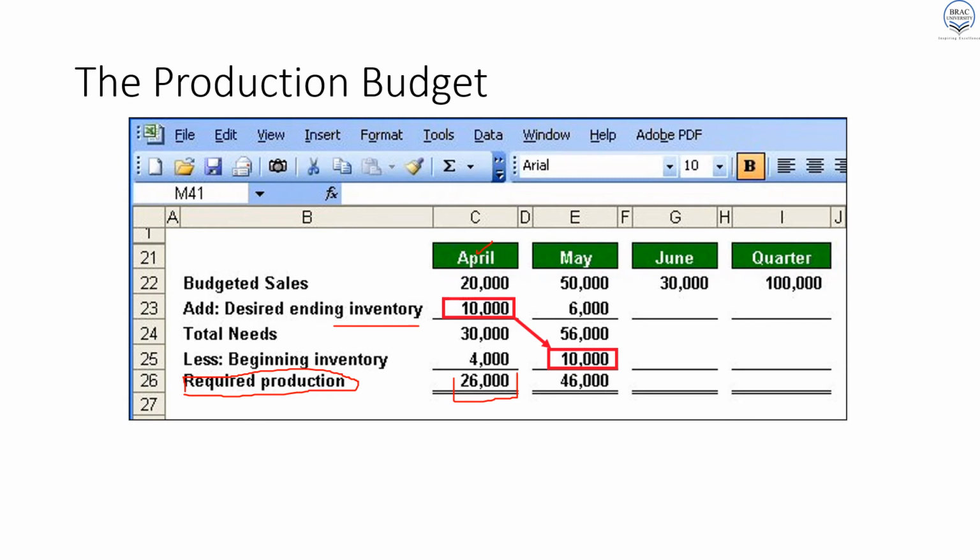So as I've said, the closing for April becomes the opening for May. So in May, without doing the numbers, you can just copy and paste 10,000 here. And how I have got the 6,000, that is 20% of 30,000. I haven't shown this yet here, but you can do this easily. So that gives me total requirement, which is 56,000. I've deducted 10,000, which I already have in my stock. So I now have required production of 46,000.